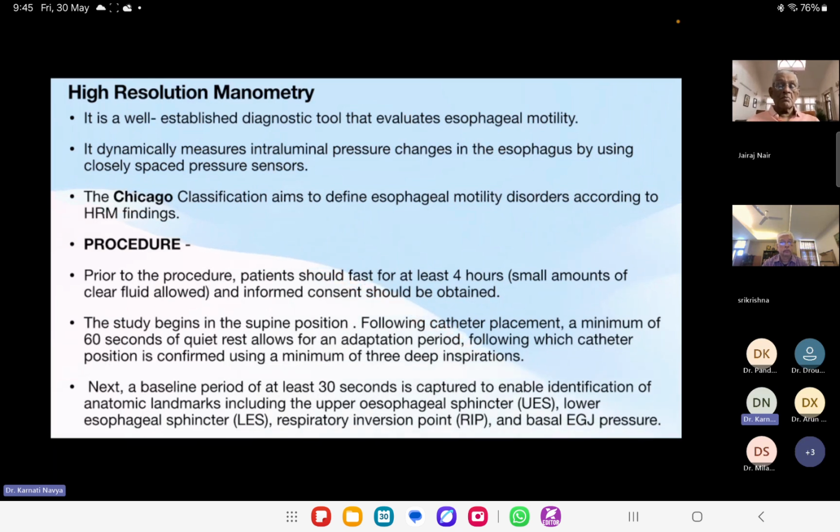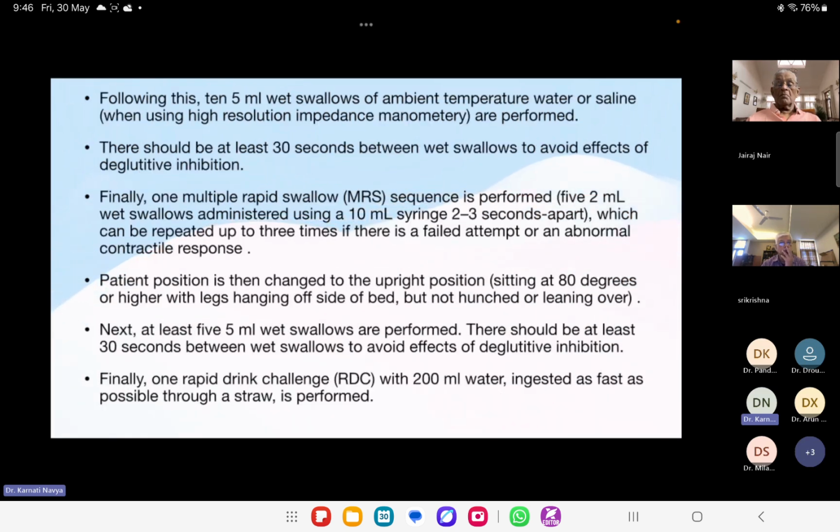For the procedure, the patient generally should be kept fasting for 4 hours. After that, the patient is kept in supine position. Following that, a catheter is placed, and a minimum of 60 seconds of quiet rest is required for the adaptation period. Following this, the catheter position is confirmed with a minimum of 3 deep inspirations. Next, a baseline period of around 30 seconds is captured to enable identification of anatomical landmarks, including the upper esophageal sphincter, the lower esophageal sphincter, the respiratory inversion point, and the basal esophagogastric junction pressure.